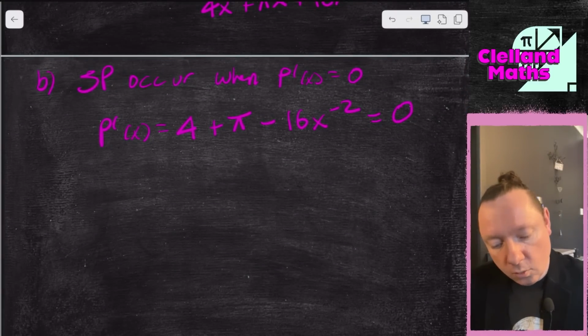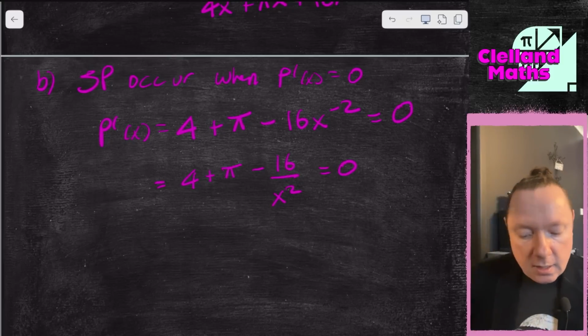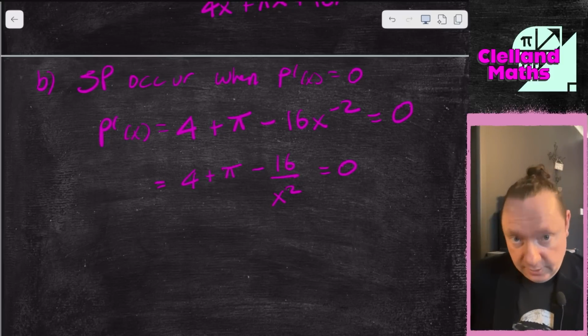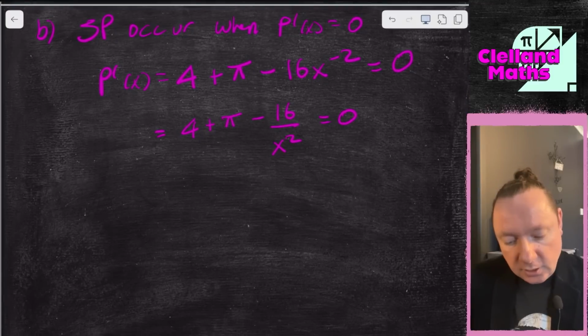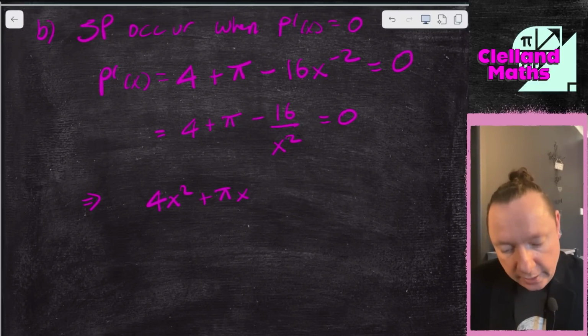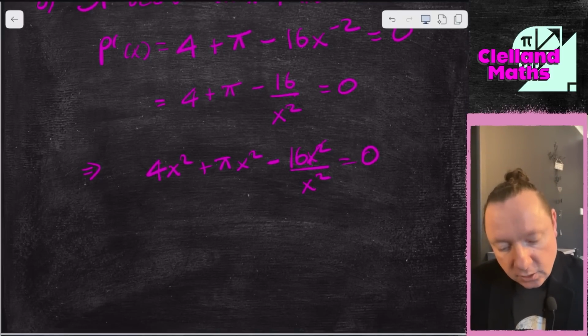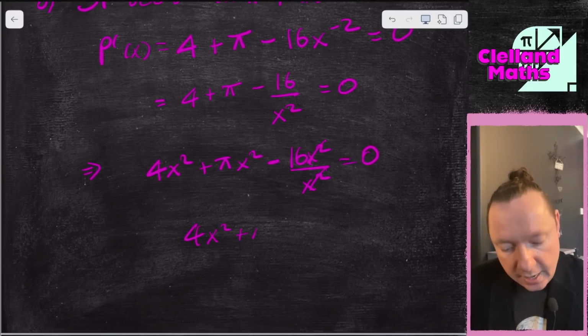So let's just make that slightly neater. 4 plus pi minus 16 over x squared equals 0. So quite often you get an x squared or cubed on the bottom, and we need to get rid of it. The easiest way to do it is just times everything by x squared. So we've got 4x squared plus pi x squared minus 16x squared over x squared equals 0, because 0 times x squared is 0. But the x squared is now cancelled from here. So you end up with 4x squared plus pi x squared minus 16 equals 0.